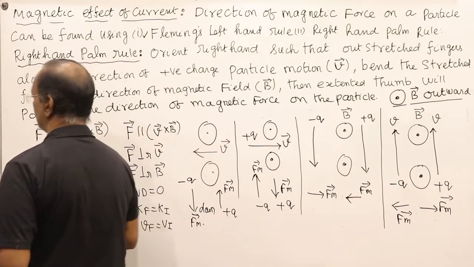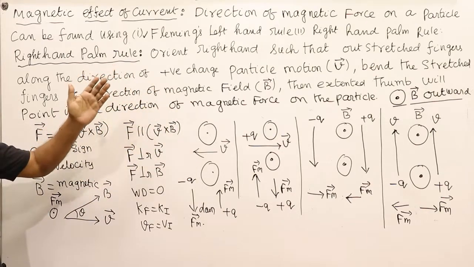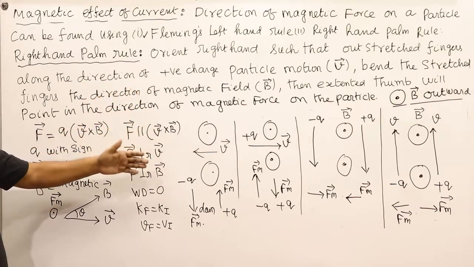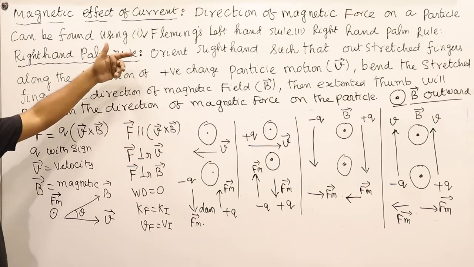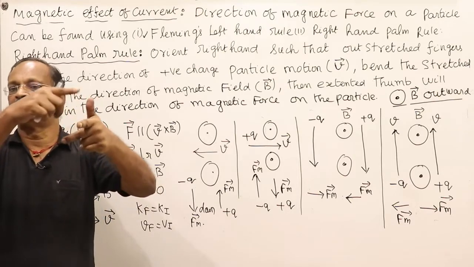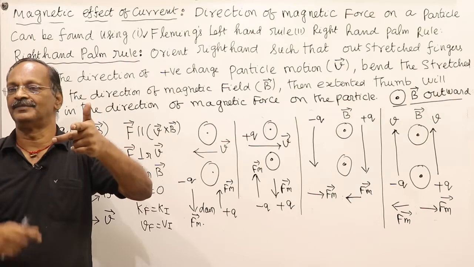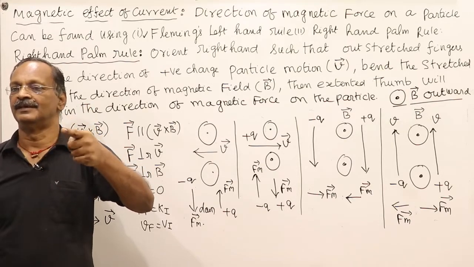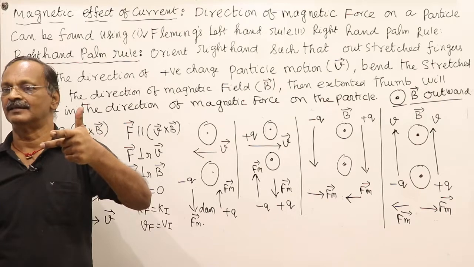So with this help, in some cases we will find the right hand palm rule easier to apply. In some places we will find Fleming's left hand rule. Left hand rule means left hand FBV. FBV stands for force, magnetic field, velocity. First you orient this finger, then go for this one. Automatically you will get the direction of force.